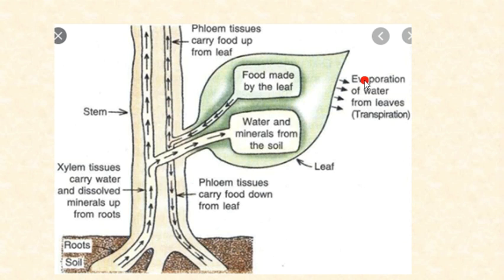Okay, so here you can see evaporation of the water from the leaves is called transpiration. Here, guys, another term: transpiration. Transpiration means the evaporation of water from the leaves. As we know, if we walk in the garden early in the morning, we will see drops of water. So that is evaporation of water.